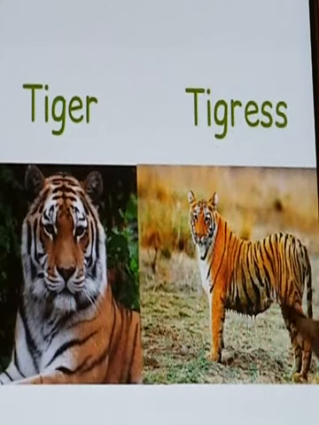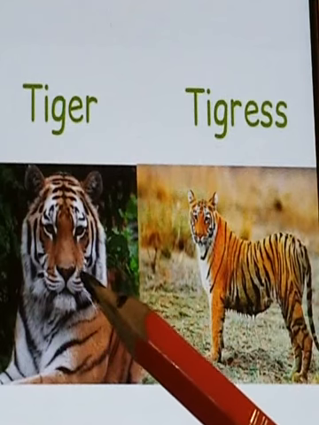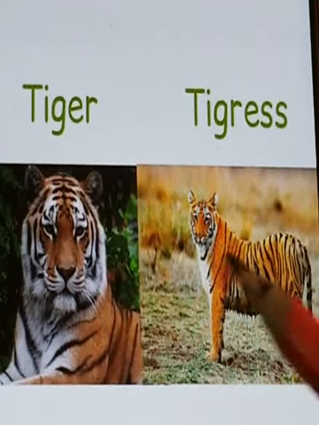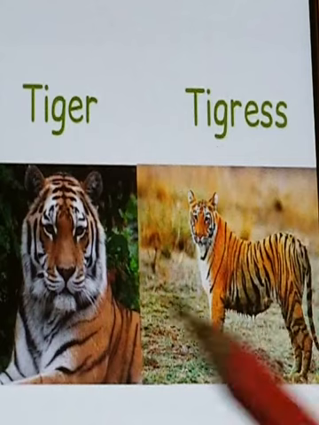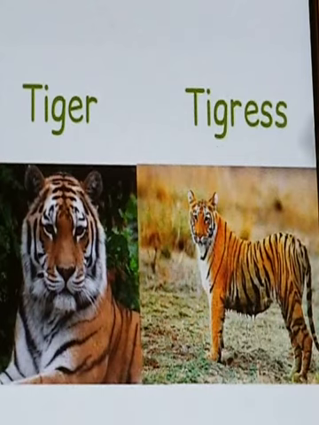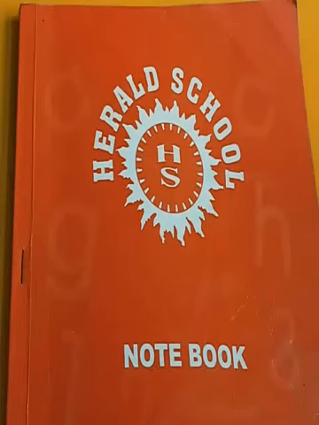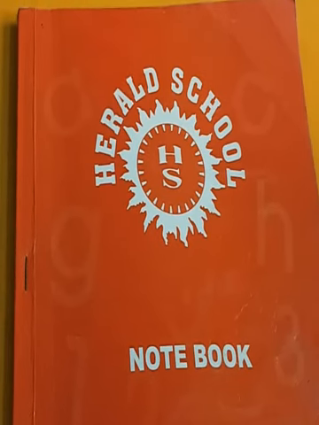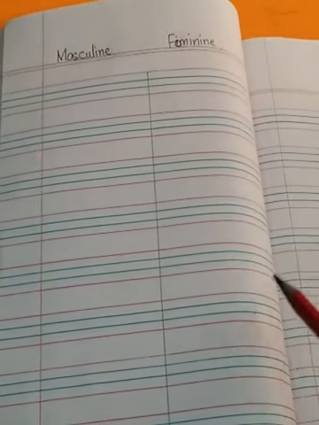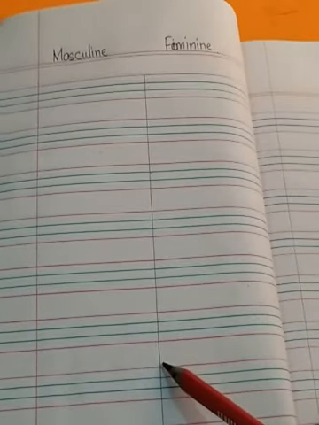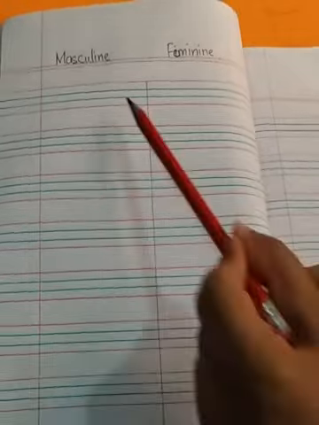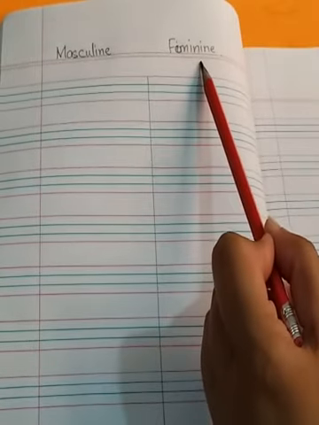Tiger, tigress. Tiger is a masculine noun. Tigress is a feminine noun. Okay children, this is your English copy. Now we have to write masculine and feminine in this copy. On the new page, draw a center line and write the heading masculine and feminine.